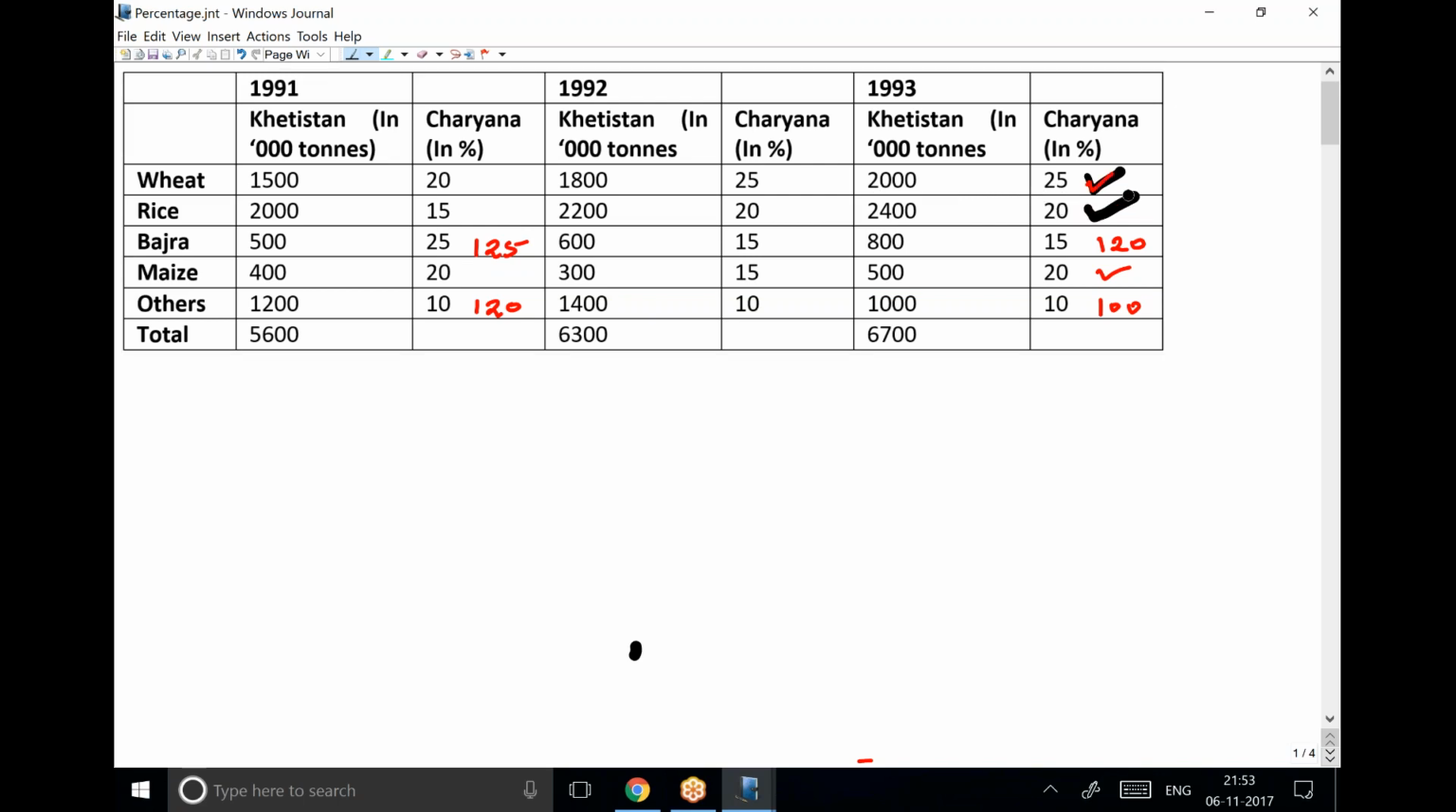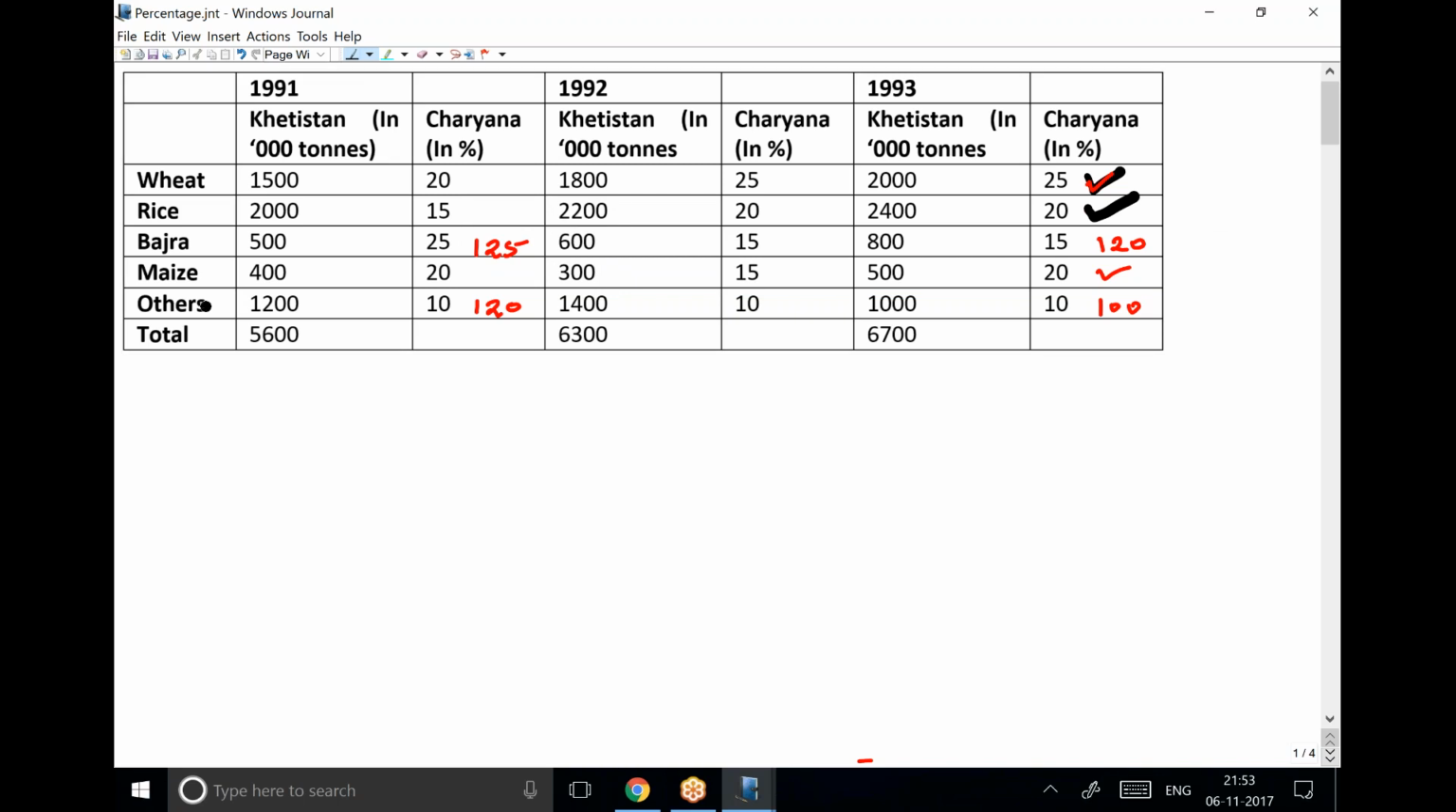If you look at bajra here, in the bajra case you can see 25 percentage of 500 is equal to 125, and 15 percentage of 800 comes out to be 120. Others we should not look at, because 15 percentage of 600 is anyway lesser than 15 percentage of 800. So this is 125, which is more. How much more? We know it is only 5 more from this part.